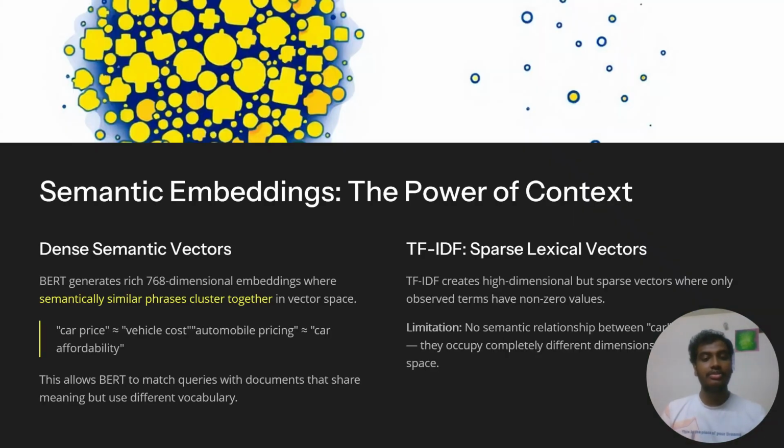Semantic embeddings: the power of context. BERT works by turning words and sentences into dense vectors, basically groups of numbers that capture meaning. So if you search on YouTube how to remove pimples fast, BERT doesn't just look for the word pimple. It also finds videos like how to clear your skin naturally or get rid of face spots, because it understands the meaning, not just the words. That's semantic search in action. It knows what you're trying to say.